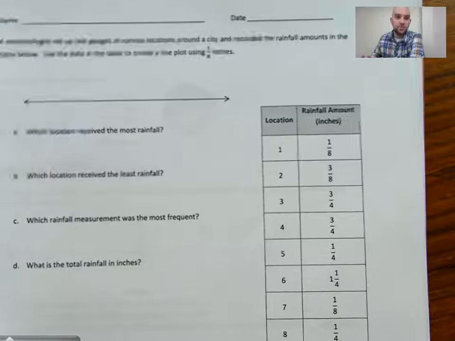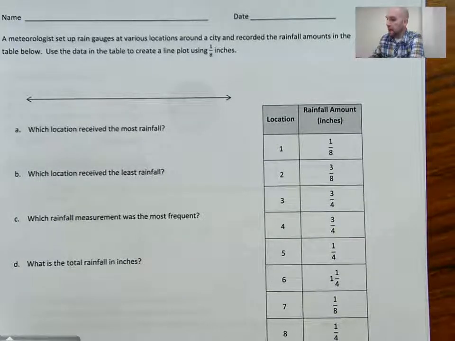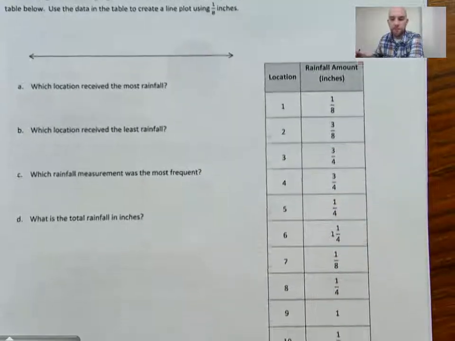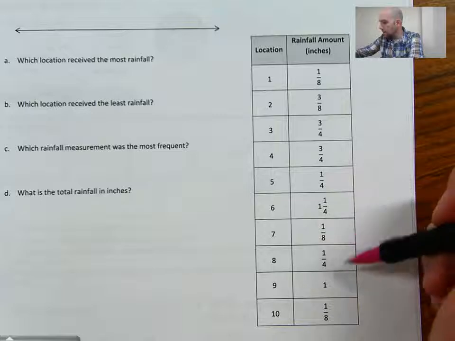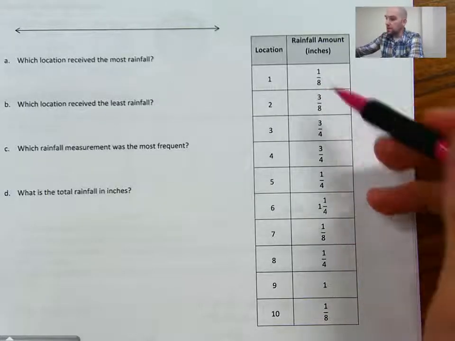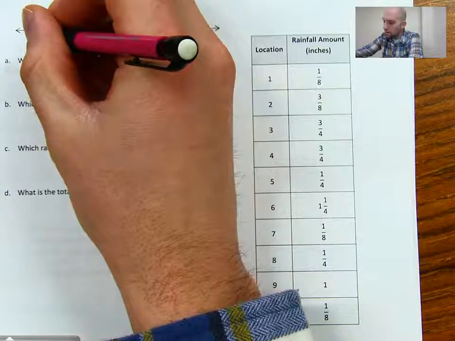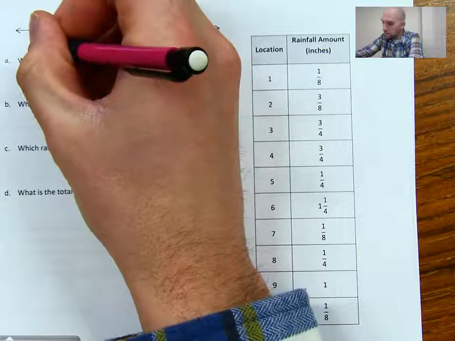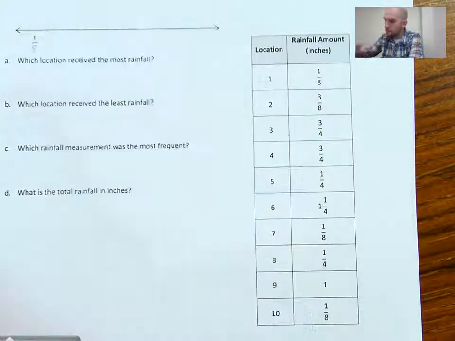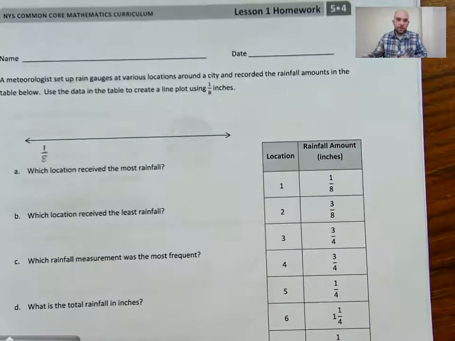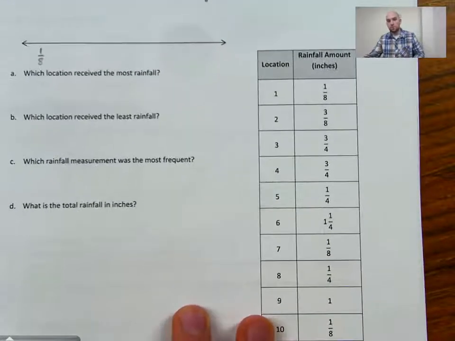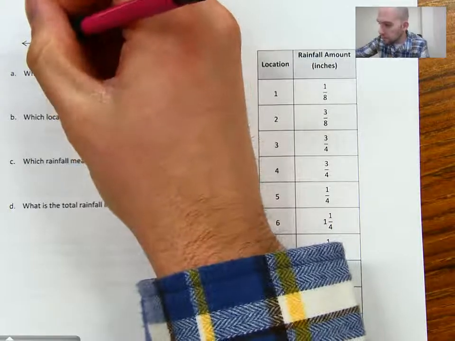So the first thing that I want to do is figure out where my line plot needs to begin. I'm going to find my smallest number on my chart here, and it looks like my smallest number is 1/8. So I'm going to start my line plot at 1/8. Our directions tell us we want to create a line plot using 1/8 inches. So that's going to be our interval. It's 1/8 inches. So this is 1/8.